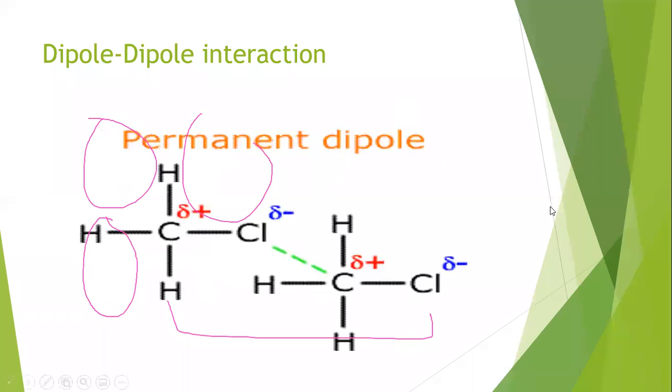Next, we have the example of methyl chloride. In methyl chloride, carbon is partial positive and chlorine is partial negative because of the electronegativity difference. The partial positive end of one molecule attracts the partial negative end of another molecule. Due to these dipoles, they attract each other as a dipole-dipole interaction. These forces are weak intermolecular forces.